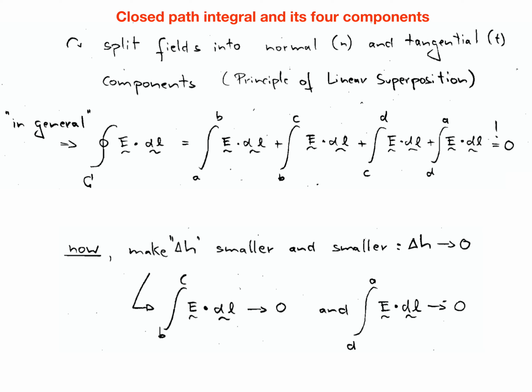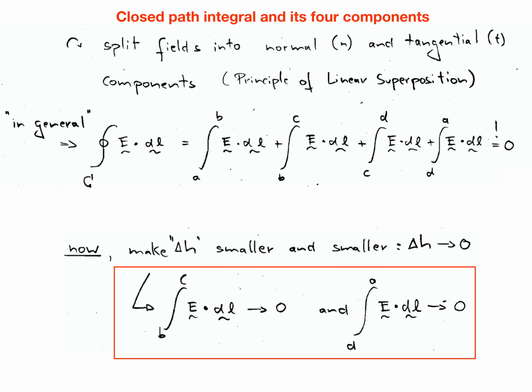Then we write down the Maxwell postulate in general in integral form, namely that the closed path integral over E dl has to be equal to 0 everywhere. After defining a rectangular path, we can then identify four contributions: sections A to B, B to C, C to D, and finally D to A. By reducing the delta H, we can make the contributions to this path integral smaller and smaller that are due to sections B to C and D to A. They therefore tend to 0.